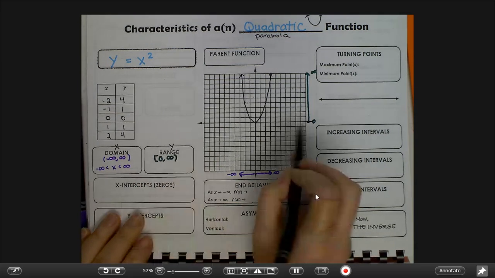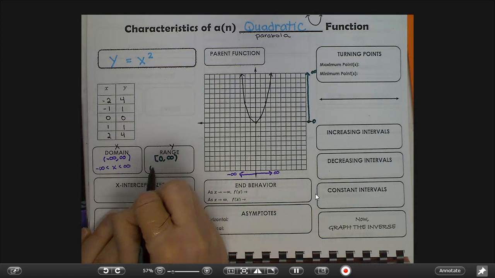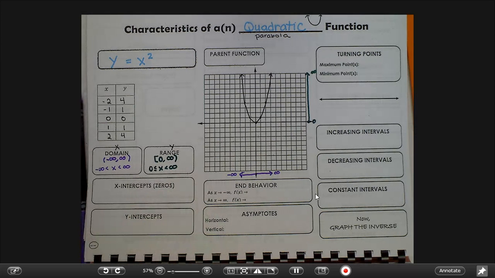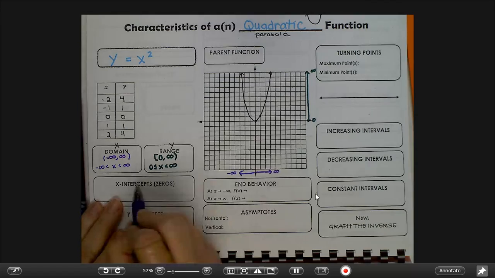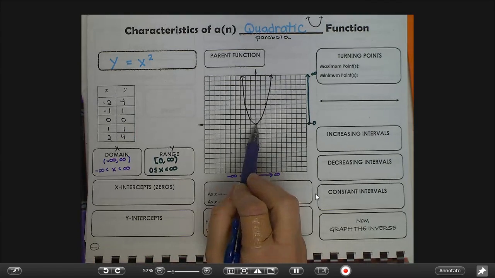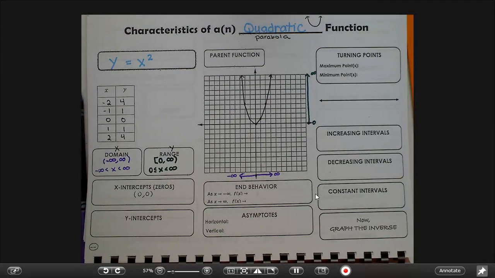The bracket, because we're including 0, there's an actual point there. Or again, you could write it 0 is less than or equal to y is less than infinity. y is between 0 and infinity. All right, I hope this is ringing a bell. X-intercept, so the zeros. Where does this graph cross the x-axis? Well, it only crosses the x-axis at 0, 0. So the x-intercept is 0, 0.